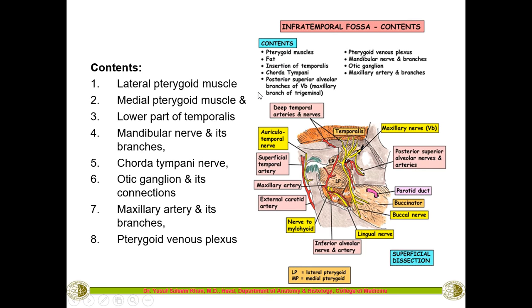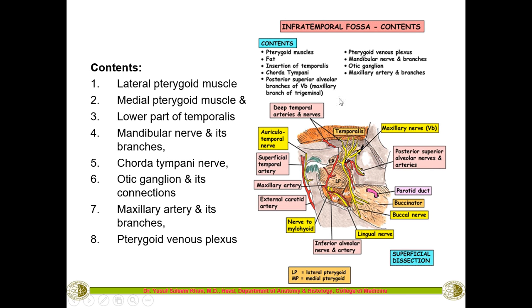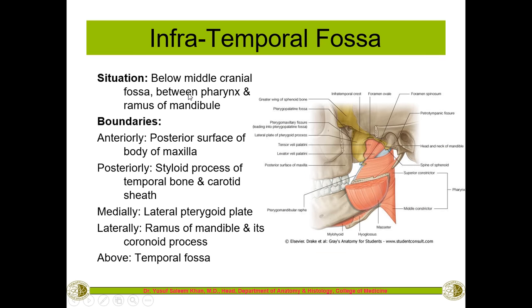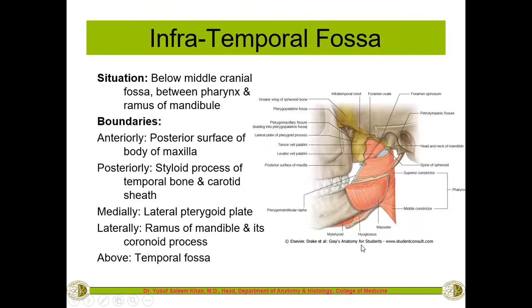One is the lateral pterygoid muscle. Then we have the medial pterygoid muscle. Then the lower part of the temporalis muscle. Then we have the mandibular nerve, which you have seen. Then we have the maxillary artery and its branches, a lot of branches.